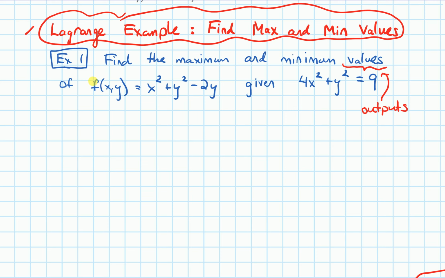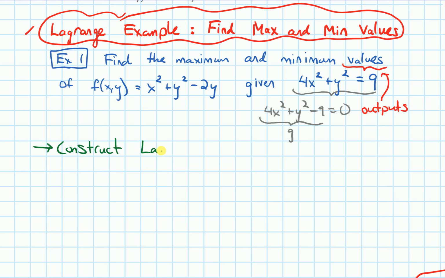So I notice that we have this function f that we want to maximize and minimize, and we are given a constraint that is this 4x squared plus y squared equals 9. So I can rearrange this as 4x squared plus y squared minus 9 equals 0. And once I have everything on one side so that the other side is equal to 0, the left-hand side of this equation is what we call the function g. So now we are ready to construct the Lagrangian function.